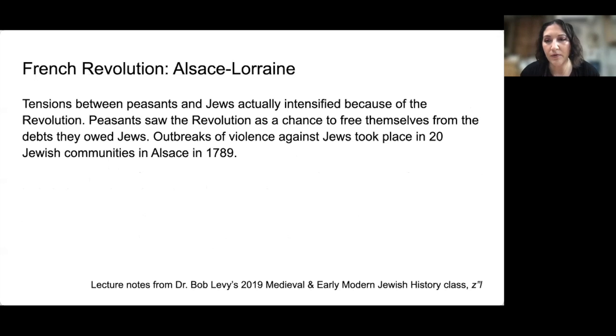So Alsace-Lorraine is sort of an eyebrow-shaped part of France that butts up against Germany. Tensions between peasants and Jews actually intensified because of the revolution. Peasants saw the revolution as a chance to free themselves from the debts they owed Jews. Outbreaks of violence against Jews took place in 20 Jewish communities in Alsace in 1789.